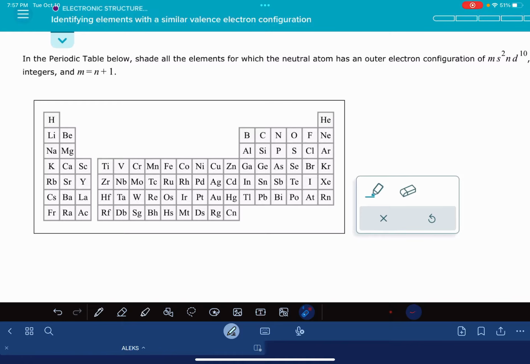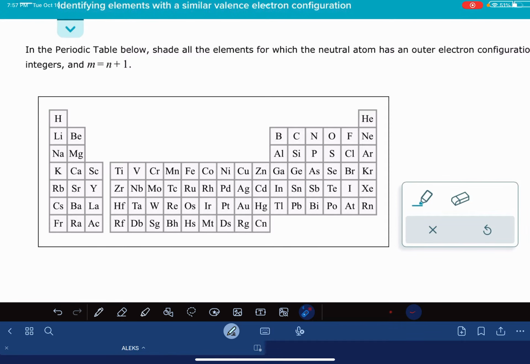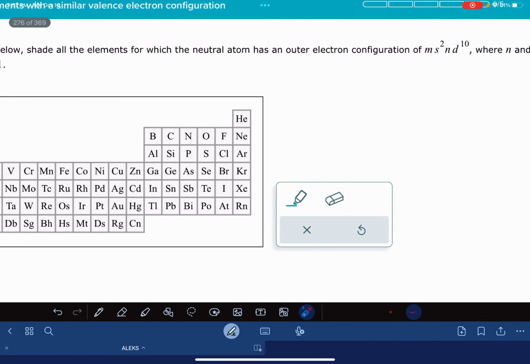In this video, I'm going to give you some tips for solving the ALEKS problem called identifying elements with a similar valence electron configuration. There are two different types of this particular problem on ALEKS. One type of the problem is giving you something that kind of resembles an electron configuration like this, ms2nd10, and it's asking you to identify all of the elements that share this particular pattern in their electron configuration.